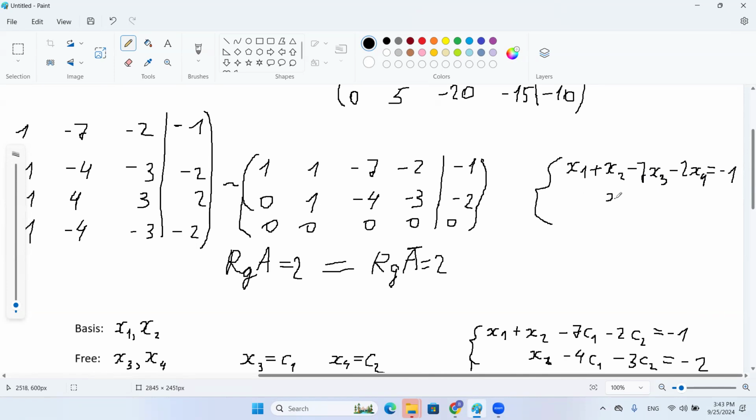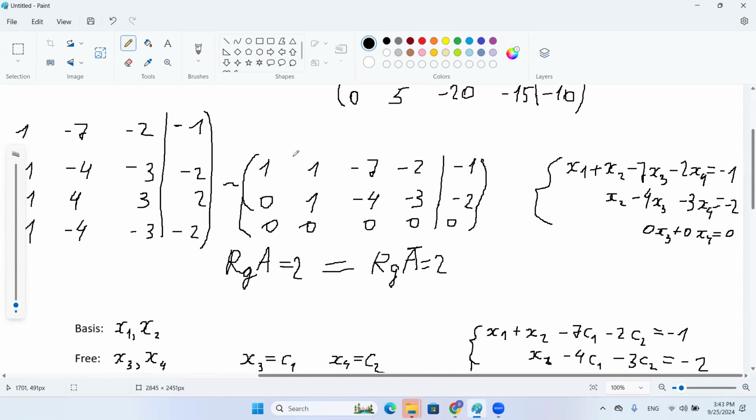equals minus 1. And here x2 minus 4x3 minus 3x4 equals minus 2. And how can we write it this way? The third equation is 0x3 plus 0x4 equals 0. So we can also write this and this.